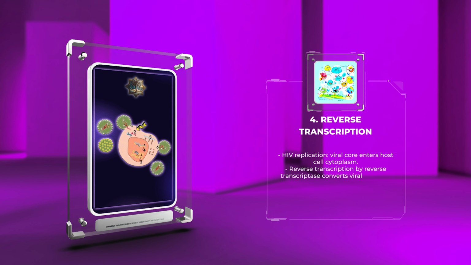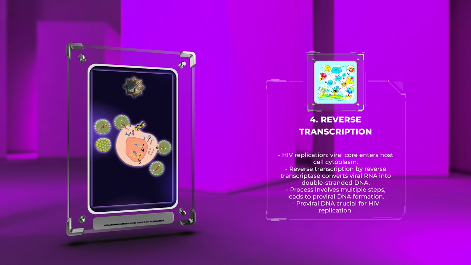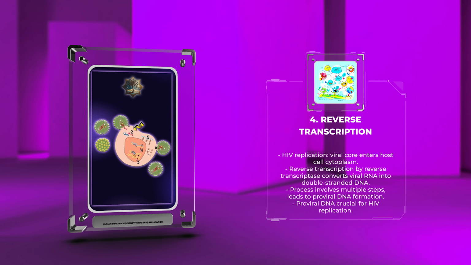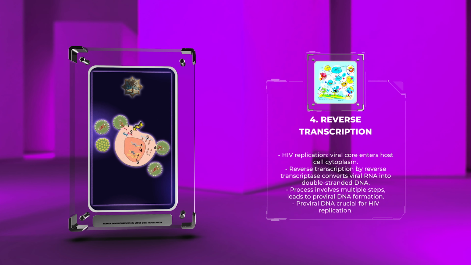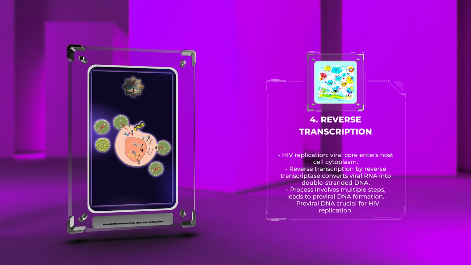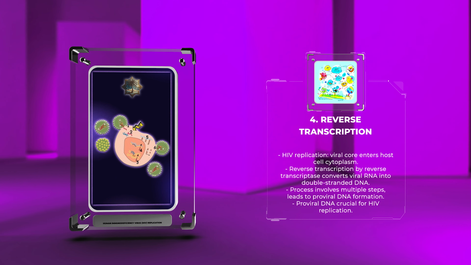During HIV replication, the viral core enters the host cell cytoplasm and reverse transcription occurs. Reverse transcriptase converts the viral RNA genome into double-stranded DNA. This process involves several steps and leads to the formation of proviral DNA, crucial for HIV replication.